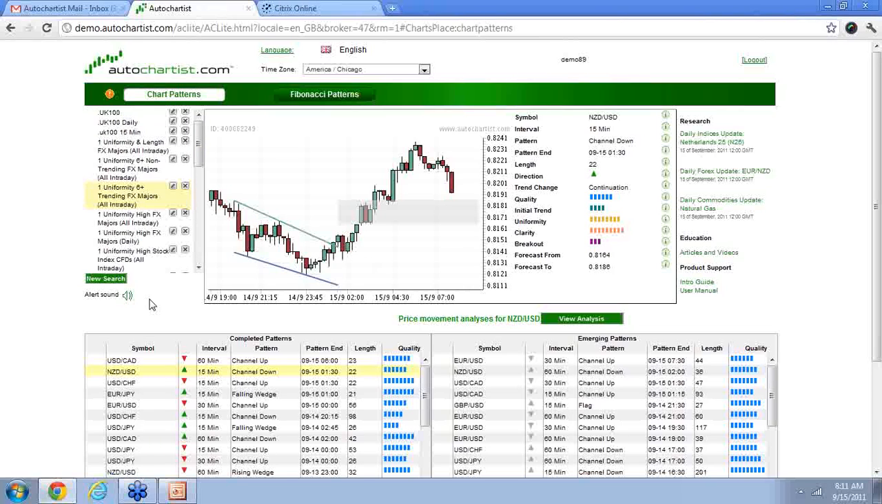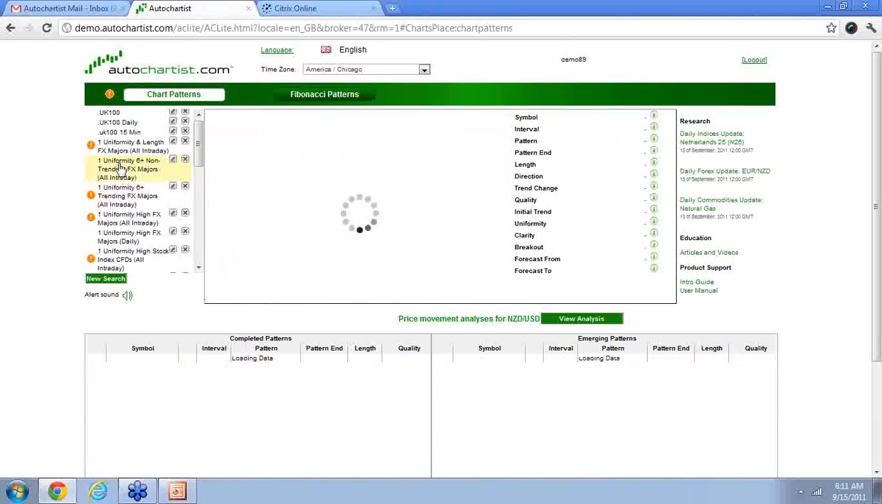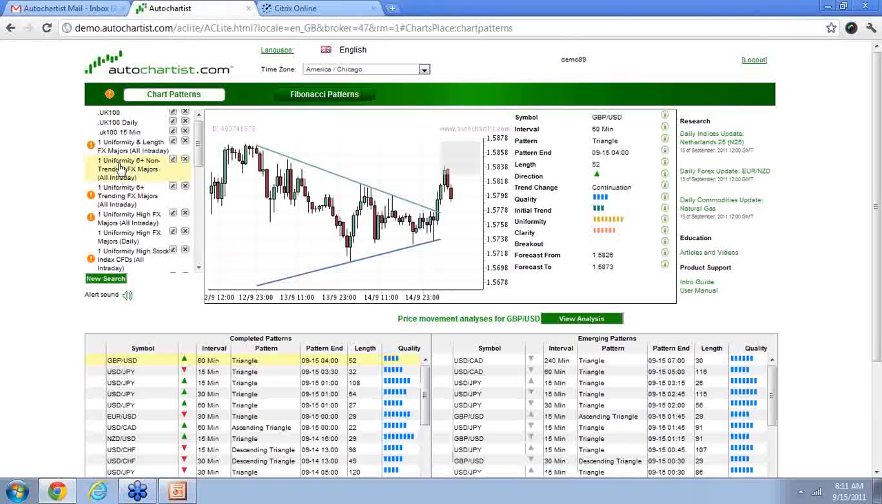Okay, now another thing that we should note is that non-trending patterns, which I've selected up here, this is Uniformity 6+ non-trending patterns for the FX majors. This is going to show me patterns that are non-trending, such as triangles and pennants. Okay, now they tend to trade sideways.